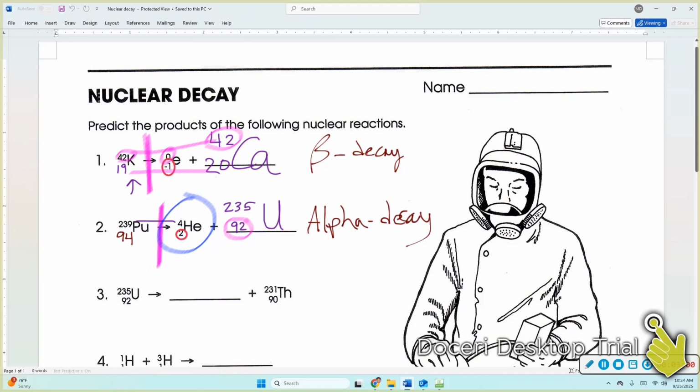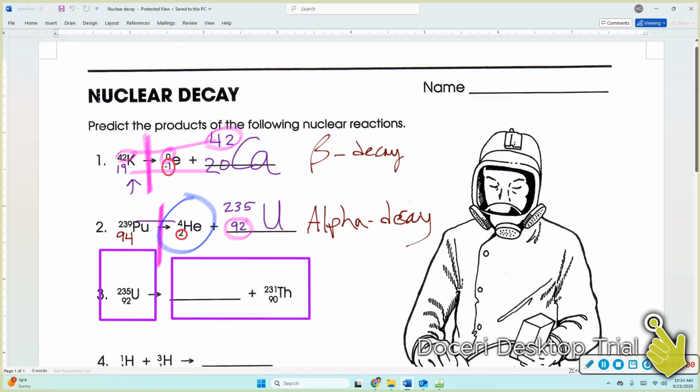D-E-C-A-Y, decay. And it's pretty straightforward. Guys, look at both sides, the left and right side. The right side is everything on the right of the arrow. Add up the numbers on top, they need to be equal. The numbers at the bottom need to be equal, and then you have a balanced equation.